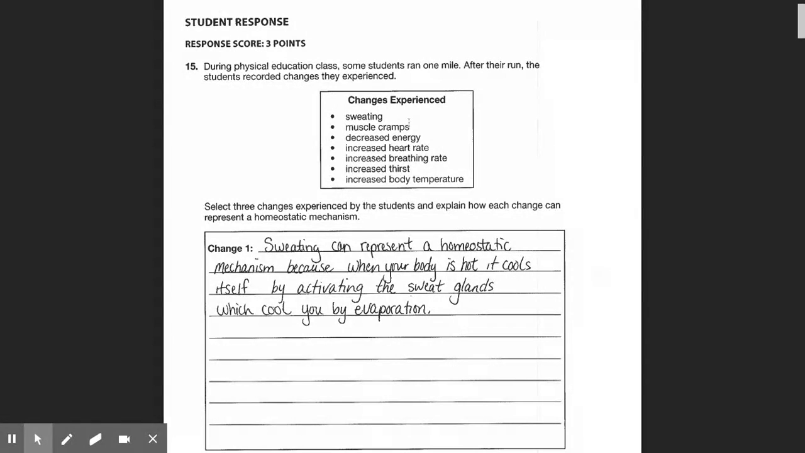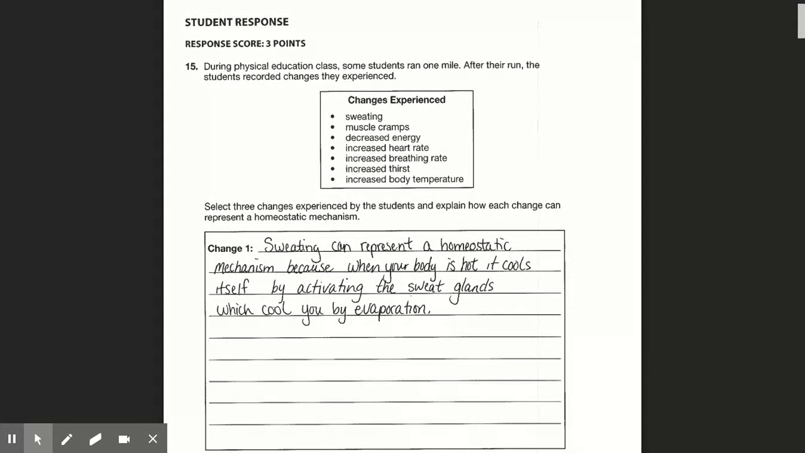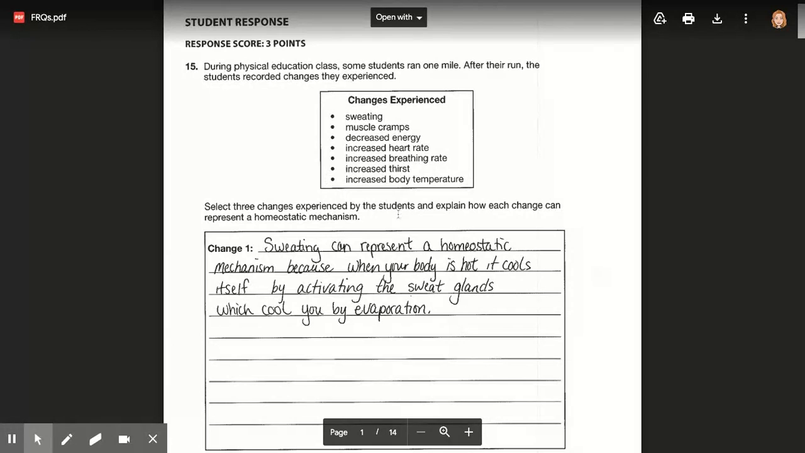So from this list, these are the changes that this individual experienced while they were running during phys ed class. It says, select 3 changes experienced by the students and explain how each change can represent a homeostatic mechanism. So very importantly, when you're answering free response questions, make sure you are reading the entirety of the question.